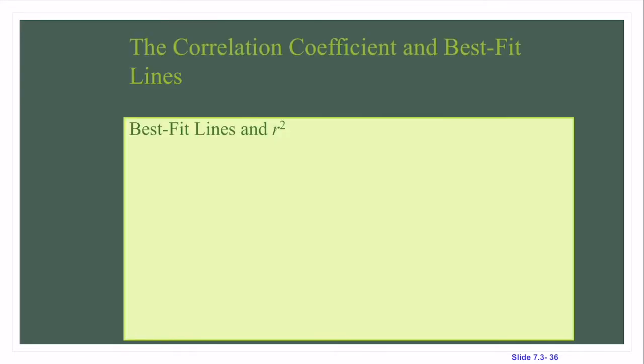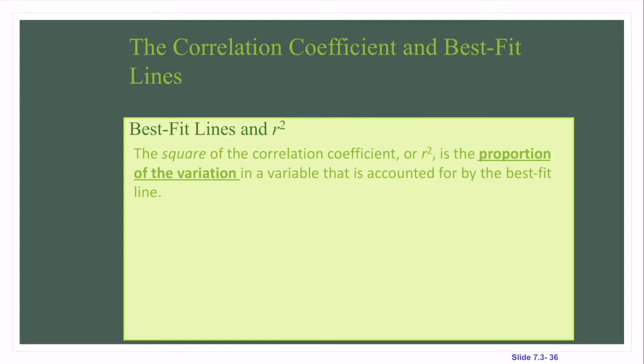Best fit lines and R squared. The square of our correlation coefficient, R squared, is the proportion of the variation in a variable that is accounted for by the best fit line. We talked about variation earlier.